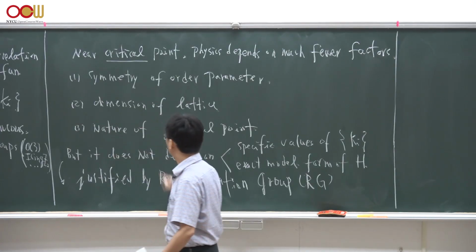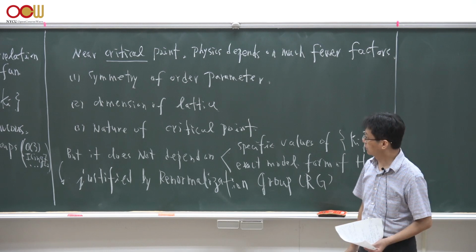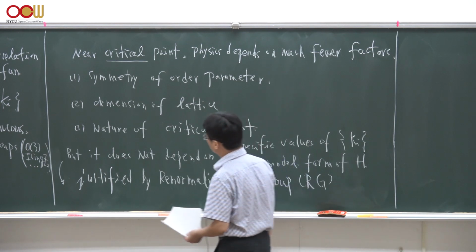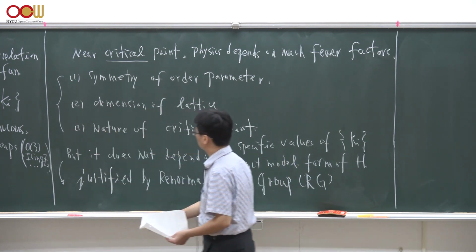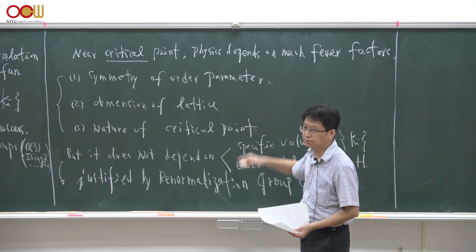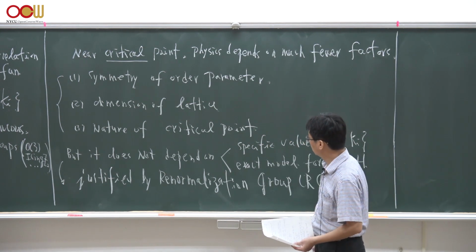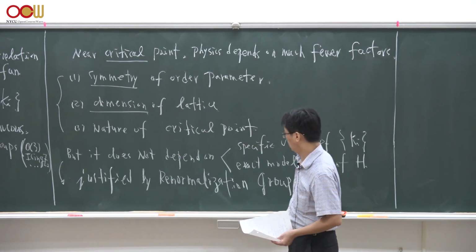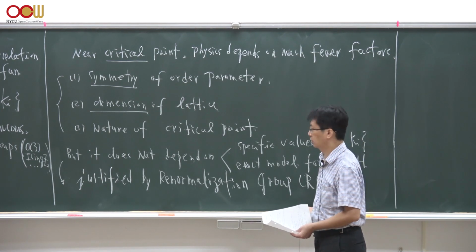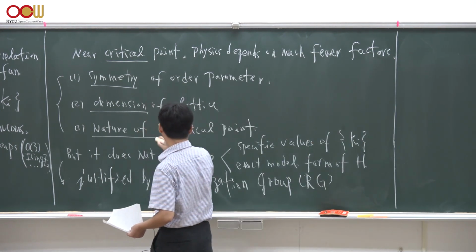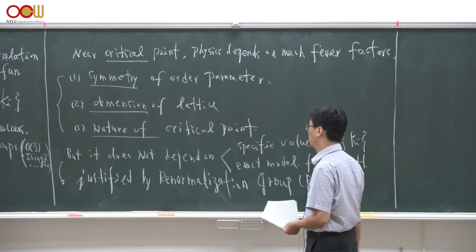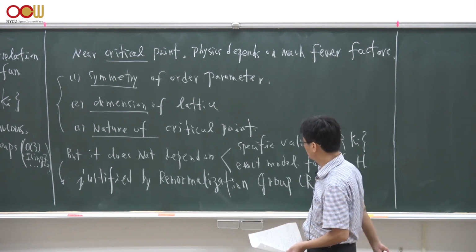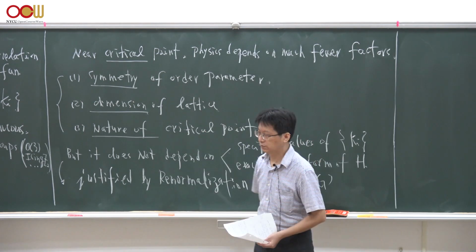However, near the critical point of a statistical system, physics depends on a much smaller group of factors. Namely, there are only three factors that determine the critical properties. One is the symmetry of the order parameter, as I mentioned earlier. Number two is the dimension of the lattice. Symmetry and dimensionality are the two very important factors. And finally, the nature of the critical point: is it a continuous phase transition or a first-order jump? What kind of continuous phase transition do we have? Is it a magnetic kind of phase transition or another type, such as a disorder transition?